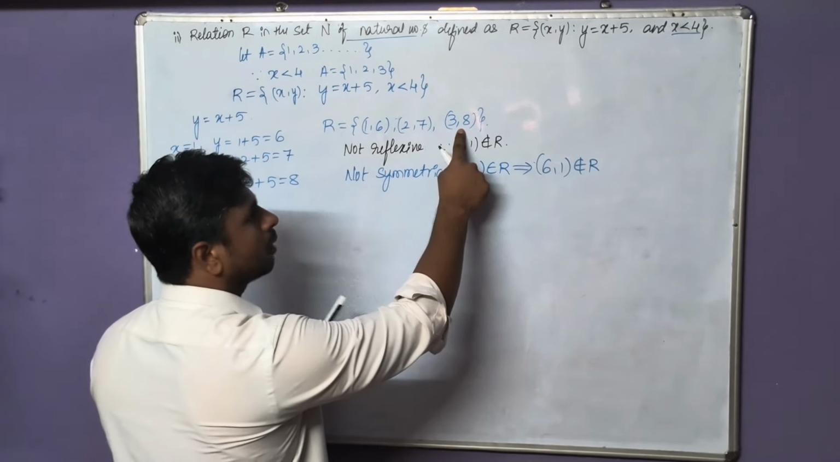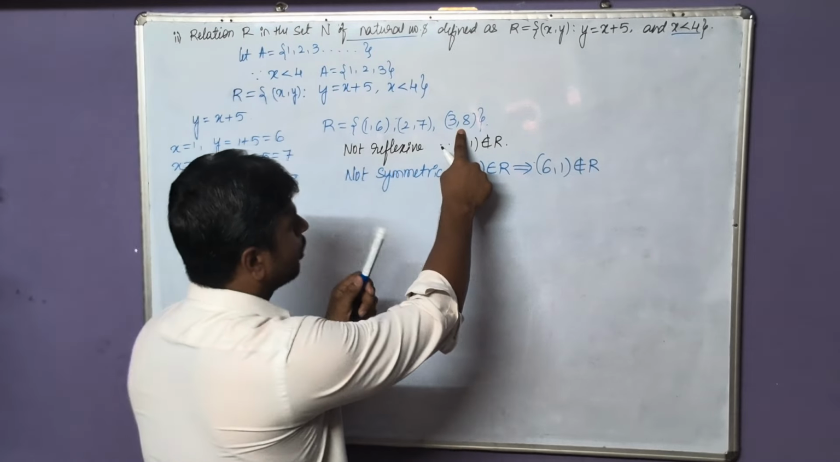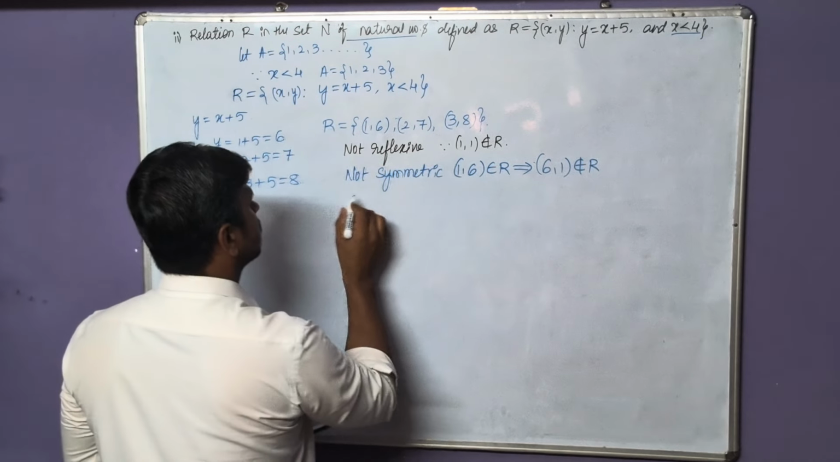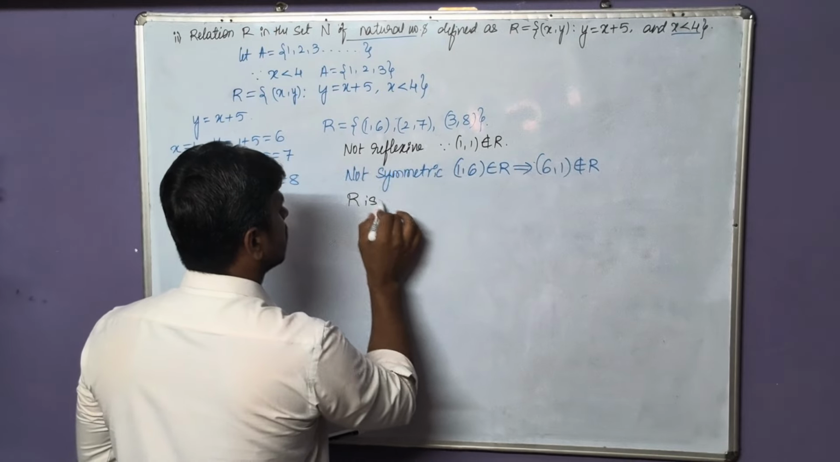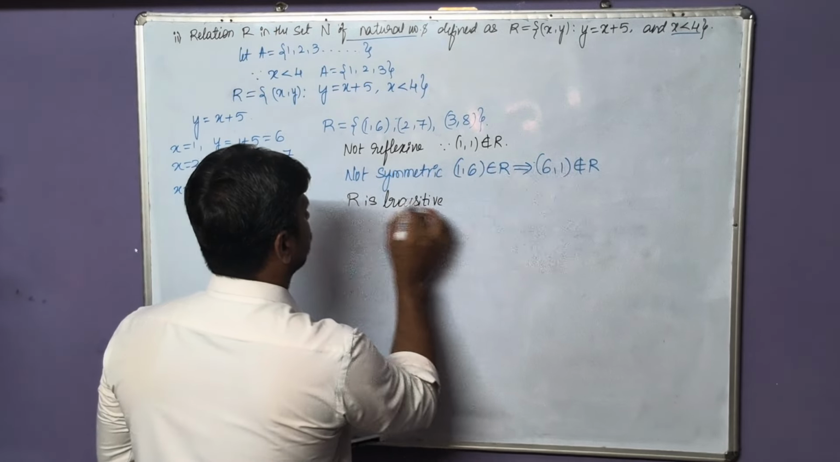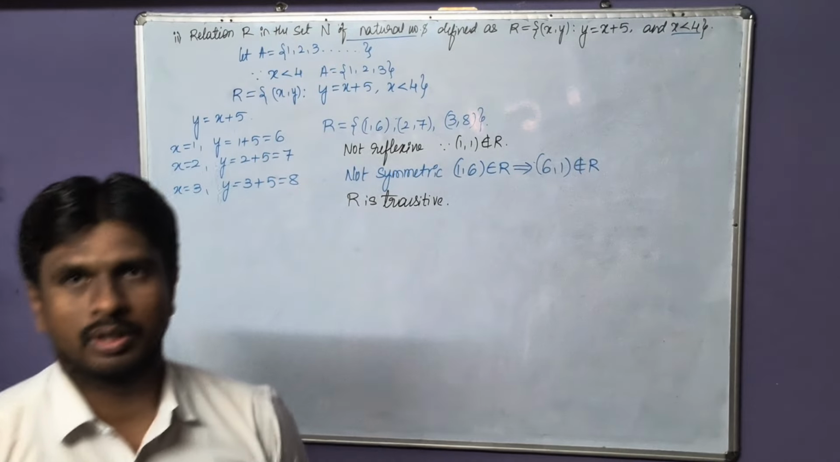And then again (3, 8). (3, 8) is to be considered as (A, B) and we don't have (B, C) starting from 8. So we can say that the relation R is a transitive relation. Relation R is transitive. Finish. We have completed the given question. I hope you have understood. Let us move on to the next question.